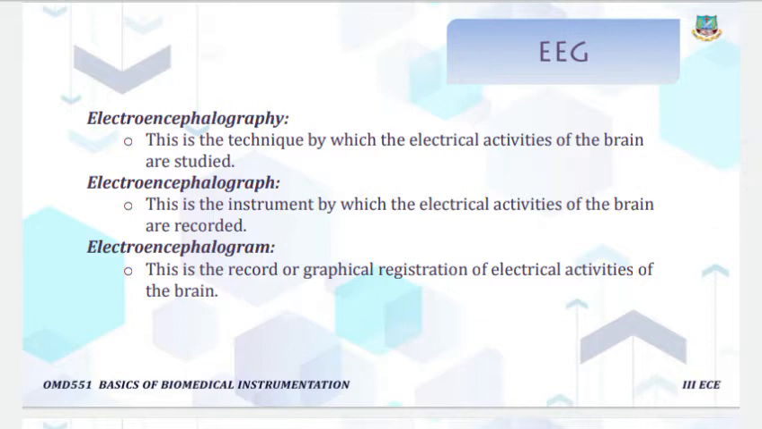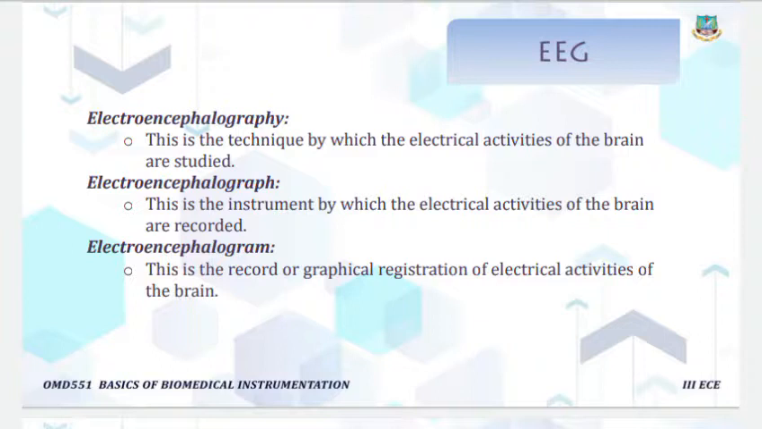First, electroencephalography. What is electroencephalography? It is just the study of the electrical activity of the brain. Then electroencephalograph. What is electroencephalograph? It is the instrument by which the electrical activity of the brain is recorded. That is the instrument which records these activities of the brain.